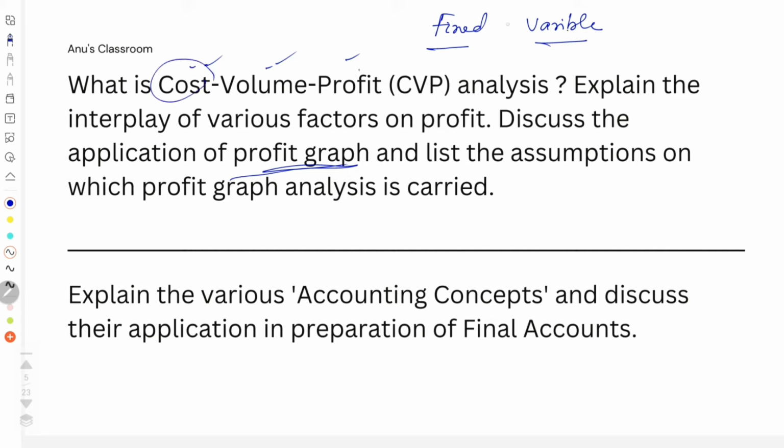Cost is variable and fixed. How this change in variable and fixed cost will affect the profit of the firm, that is what we are trying to find out through CVP. Companies can use the CVP to see how many units they will need to sell to break even.